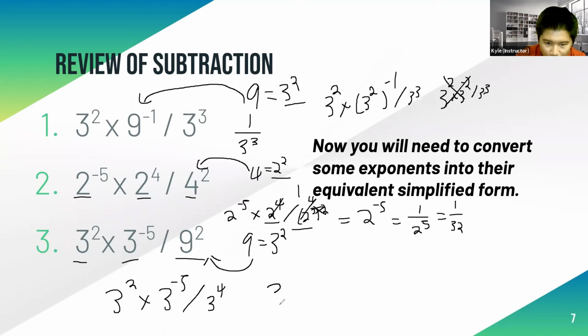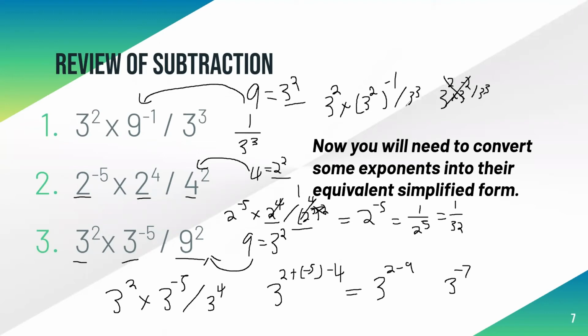Now let's add and subtract them together. So I know that I first add the 2 with the negative 5, and then I subtract the 4 because it's being divided. So now, after I resolve all these exponents due to the addition and subtraction rules, what I get is 2 minus 9, or 3 to the negative 7. So yeah, does that make sense? Yeah. Cool, okay.